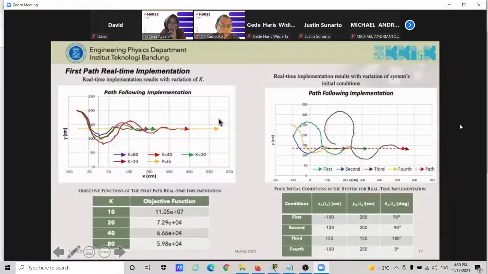And then this is the first part, real-time implementation. The left side is the real-time implementation result with variation of K, and the right side is the real-time implementation result with variation of system initial condition. We use K like before, K 10, 20, 40, and 80 for the real-time implementation. So it can be observed.